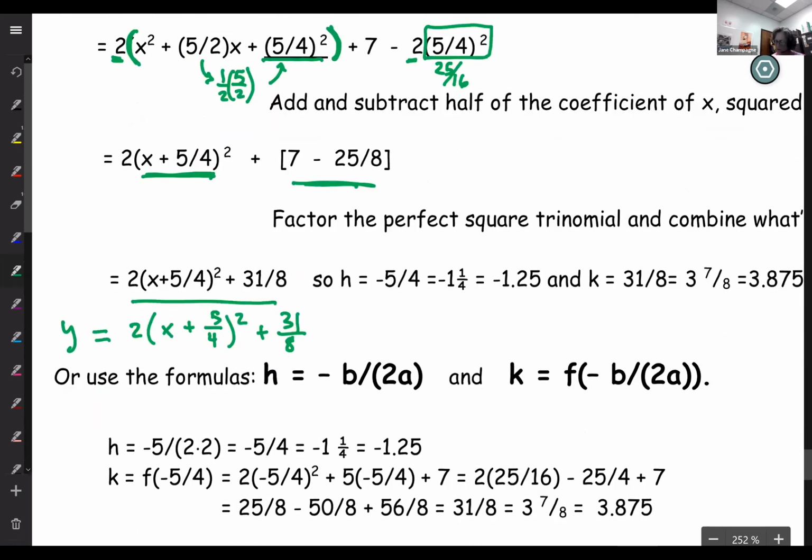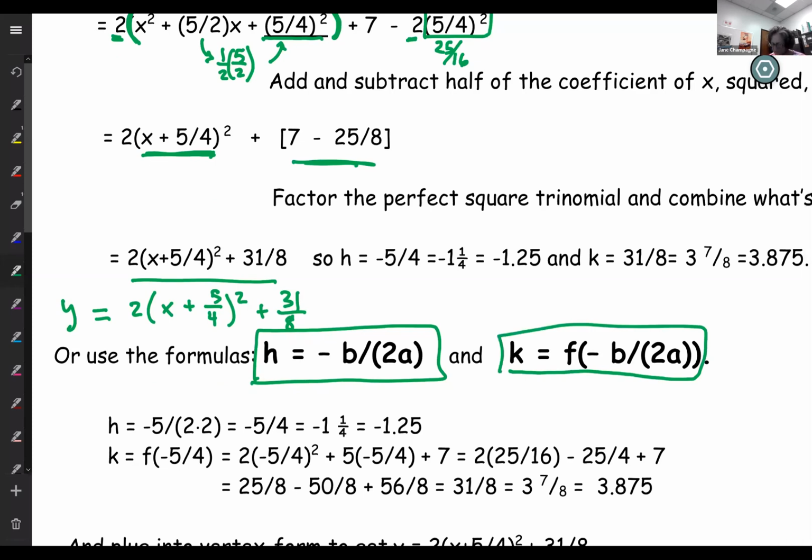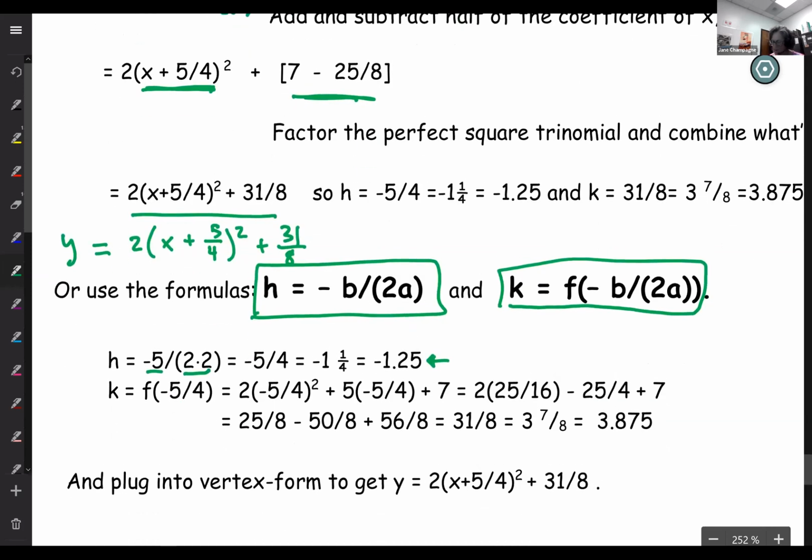So the other way is to use these formulas where h is always negative b over 2a, and then k is what you get when you plug that into the function, right? Because it's the y coordinate. So in this case, negative b over 2a was negative 5 over 2 times 2. That gives you the negative 5/4. Or you could put it in decimal form if it's exact. And then you can plug that in. And this, of course, you can just do with your calculator. Let's see if I can pull my calculator up here.